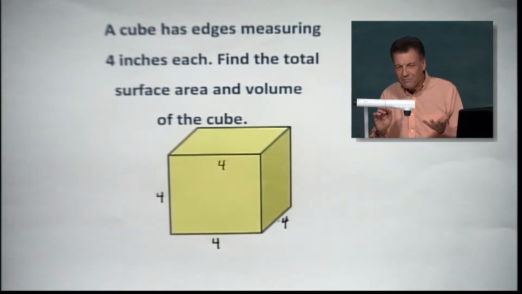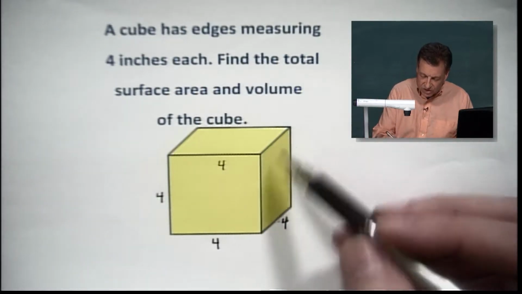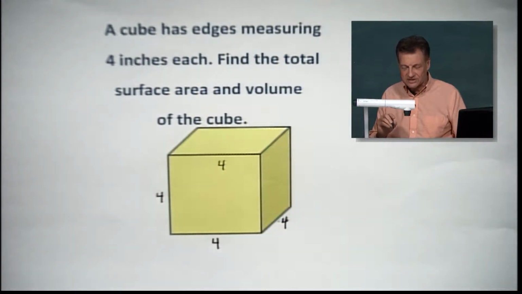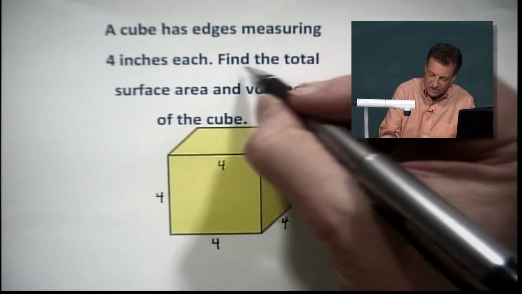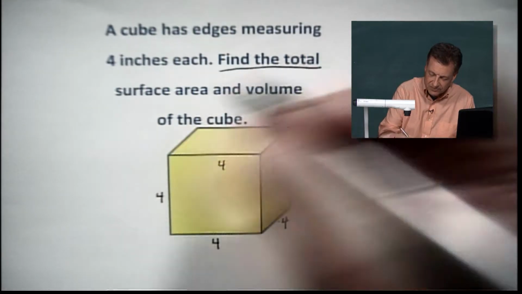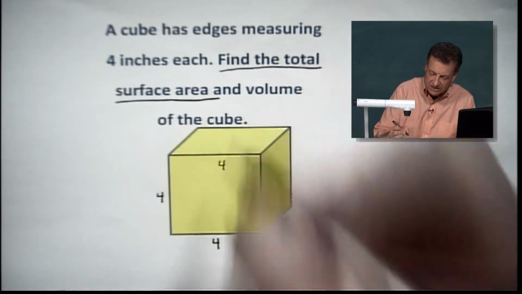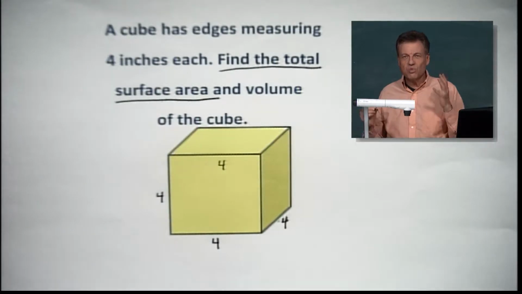So, how many are there? Looks like there are 12 edges in all, but that's not the question, is it? The question says, let's find the total surface area and then find the volume of this cube. So what are we thinking about?